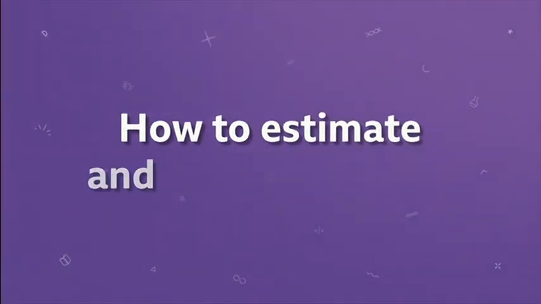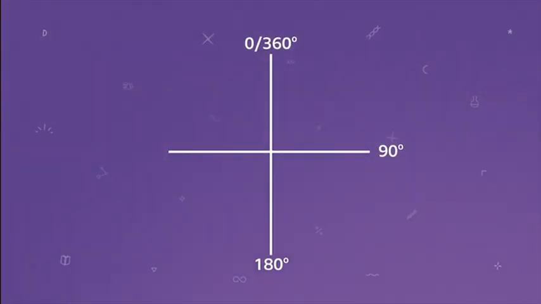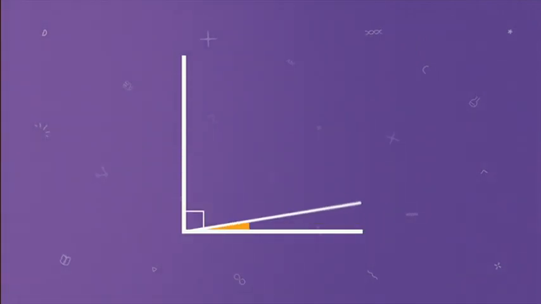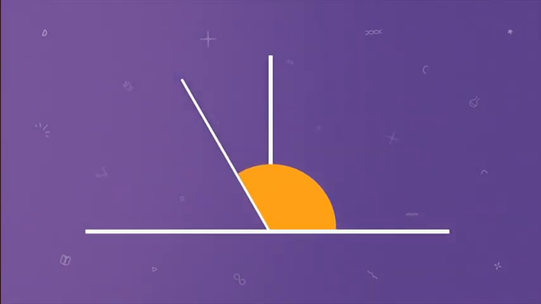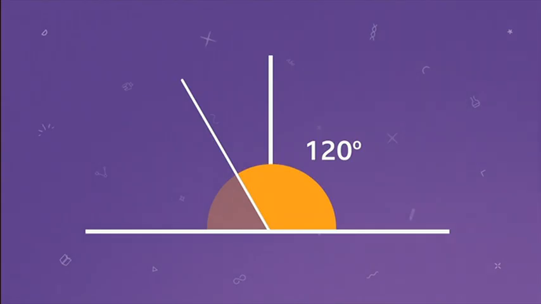How to estimate and measure angles. To estimate the size of the angle, think about counting in quarter turns, or 90-degree angles. This angle is about halfway between 0 and 90 degrees, an acute angle. So we can estimate that it's approximately 45 degrees. This angle is about 2/3 of 180 degrees, so we can approximate that to be 120 degrees. But for a more precise measurement, we can use a protractor.